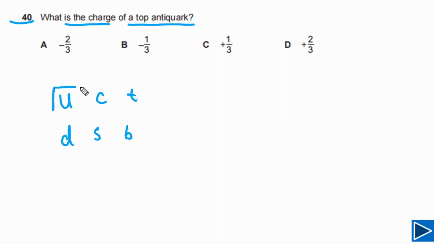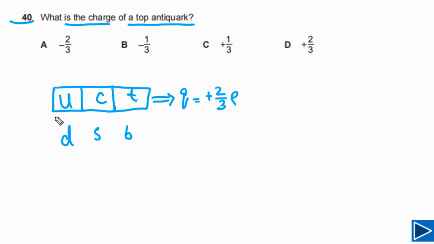If you look at these 3 quarks, the up quark, charm quark and top quark, all of them have the same charge, equal to plus 2 by 3e. Now look at the down quark, the strange quark, and the bottom quark. All 3 of these quarks have the same charge, equal to 1 over 3e.